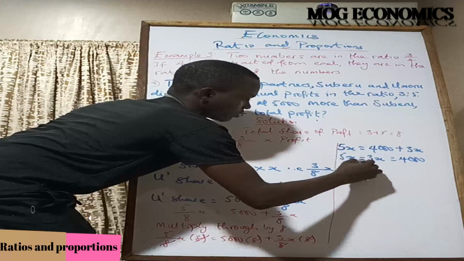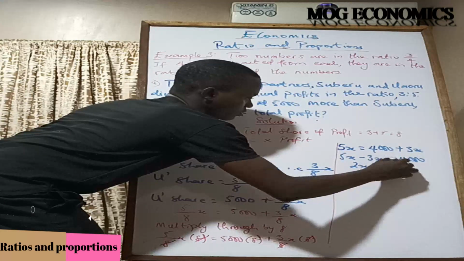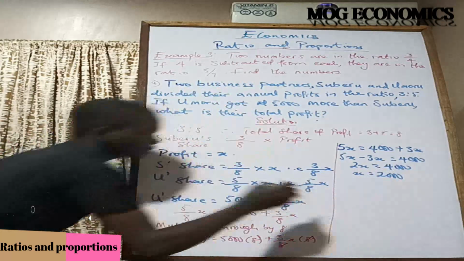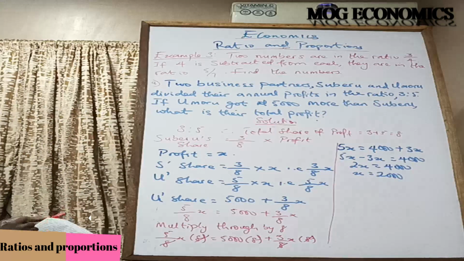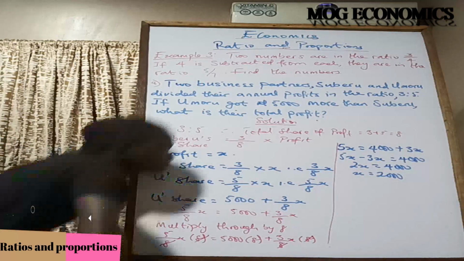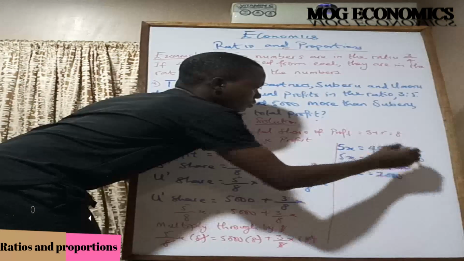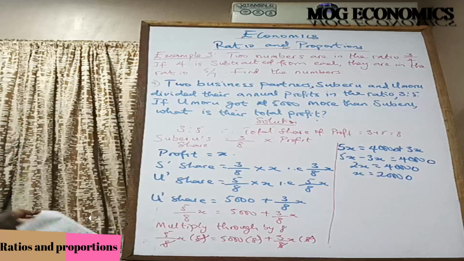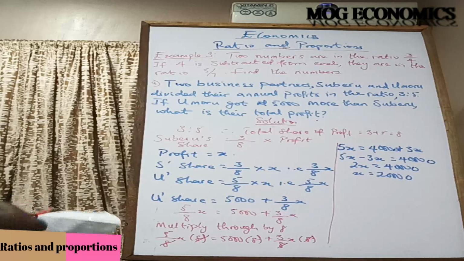So 2x equals 4,000 and x equals 2,000. So x, which is the total profit, is it meant to be 2,000 or 20,000? 5 times 8 is 40, so this is 40,000, 40,000, 40,000, and 20,000. So x is 20,000. So the total profit is 20,000. It's as simple as that. So that was what the question asked us. The question asked, what is the total profit?